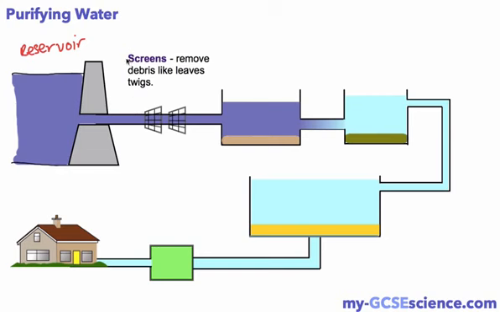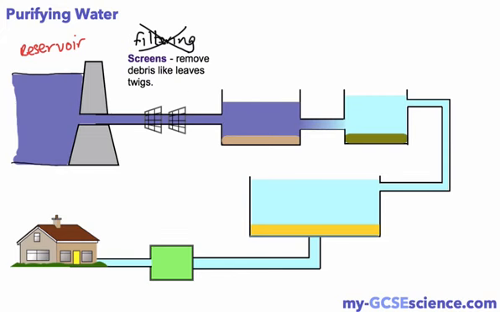So we start off here with some screens, and these screens are just basically made of metal. They've got metal bars going across and along, as you can see there, and what they do is they remove things like leaves and twigs and other bits and pieces that can sometimes get in the reservoir. It could even be things like old boots and stuff that's been chucked in there, but these screens remove that kind of stuff. And remember, this is not filtering. This is just screens that remove large bits of debris, as we've just mentioned.